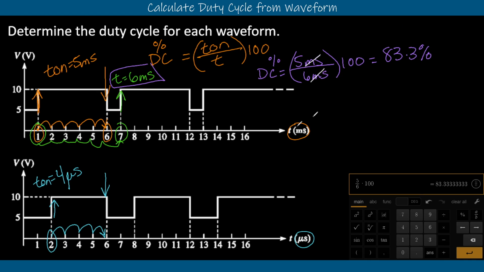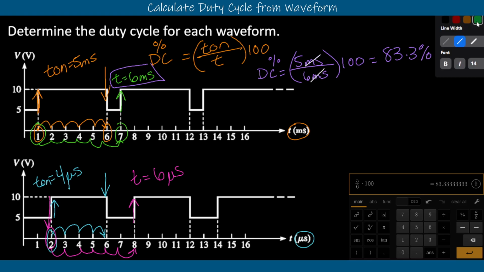So we'll do the same thing for the next one, except we're going for our total time this time, so our T. And that happens when our signal starts to repeat again. We'll see that way over here. That's going to be our T value. So from our initial starting point at 2, we're going to go 1, 2, 3, 4, 5, 6. Right? That equals 6 microseconds. Okay. So we can plug that into our duty cycle equation.